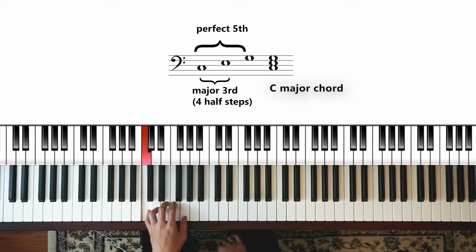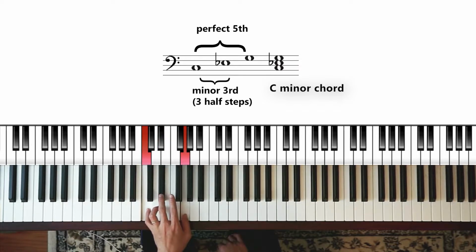Now there are major and minor chords on any key. If I play C, E, G, the middle note is a major third from the root. A major third has 4 half steps: 1, 2, 3, 4. Now if I play C, E flat, G, the middle note is a minor third from the root. A minor third has 3 half steps: 1, 2, 3. So it's 1 half step lower than the major chord. Between the bottom and top note, we have a perfect fifth, and it doesn't change between a major and minor chord.